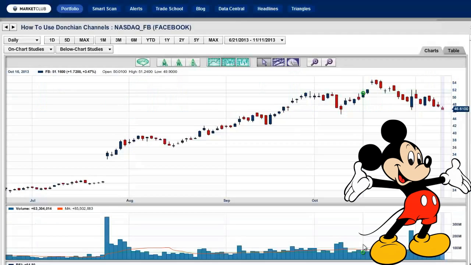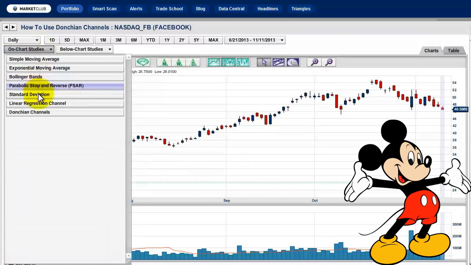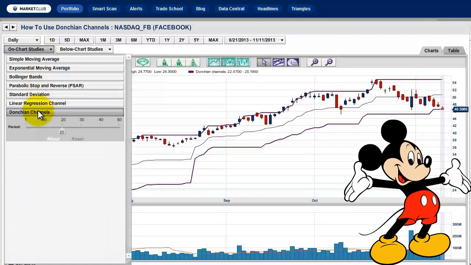What we're looking at on the screen is a daily candlestick chart of a well-known security. It could be any security. The first thing we have to do is put on the Donchian trading channels themselves. How we do that, we simply go to our on-chart studies, because this is an overlay on top of prices. So click once, move down and select the Donchian channels, and click once. You can see it's right away on the chart.